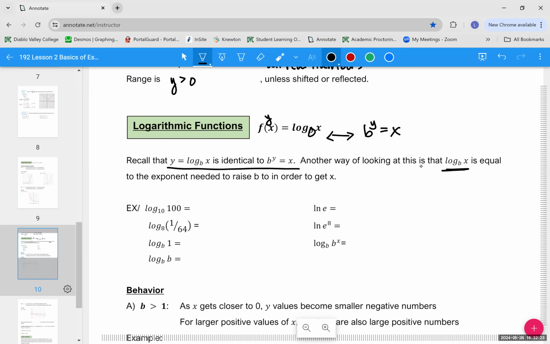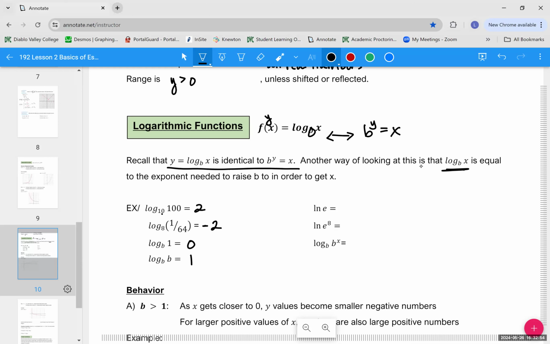So for example, what exponent do I have to raise 10 to get 100? Or 8 to get 1/64th? Or b to get 1? Or b to get b? Okay. So some of these properties of logs that you've learned about in the past, they really just come from looking at logarithms as exponents.